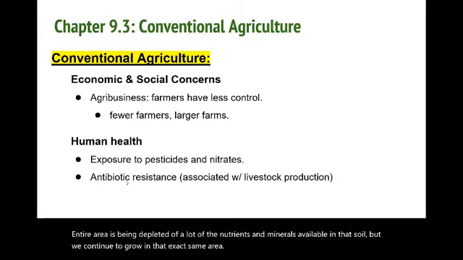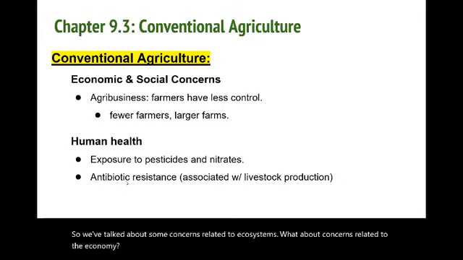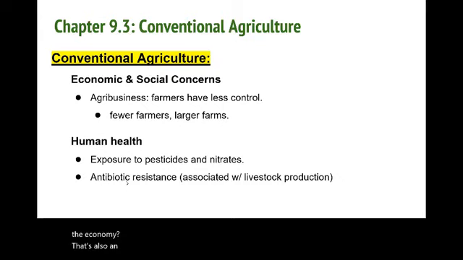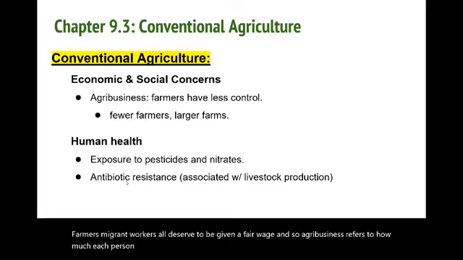So we've talked about some concerns related to ecosystems. What about concerns related to the economy? Well, that's also an issue because we want to think about paying workers a fair wage, right? And so farmers, migrant workers all deserve to be given a fair wage. And so agribusiness refers to how much each person in an agricultural supply chain is paid.